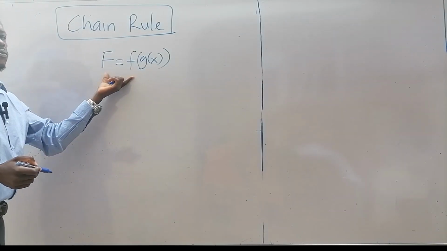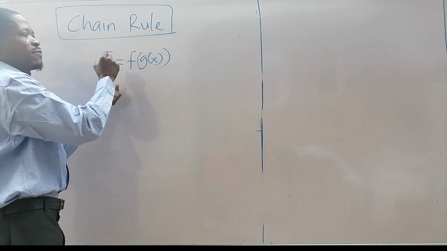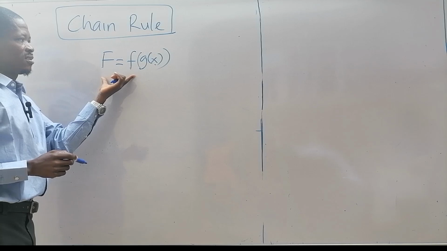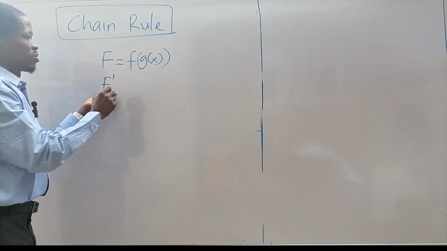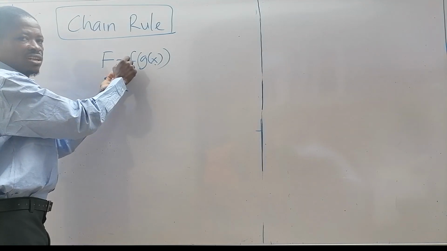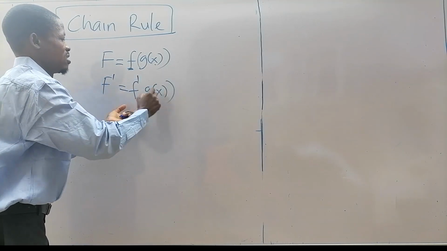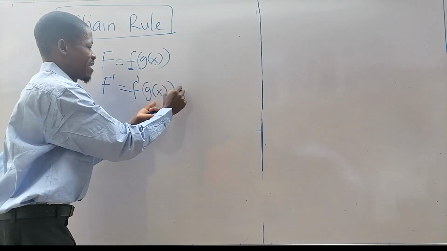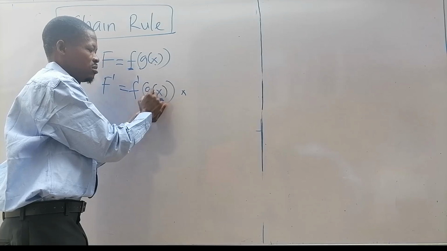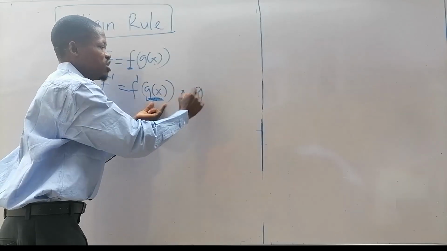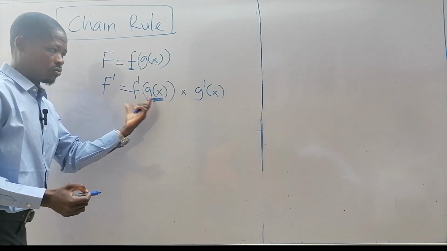You have g of x inside a function f. According to chain rule, the differential will be equal to what? You differentiate the outer function, while you keep the inner function constant. And finally, times the derivative of the inner function, and that will be g prime of x. So that's that on chain rule.